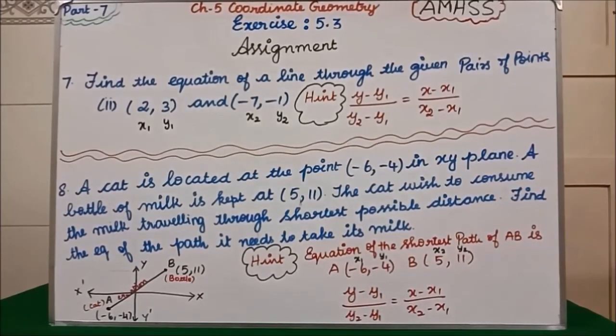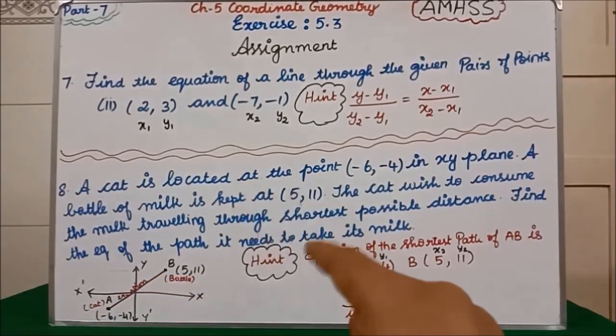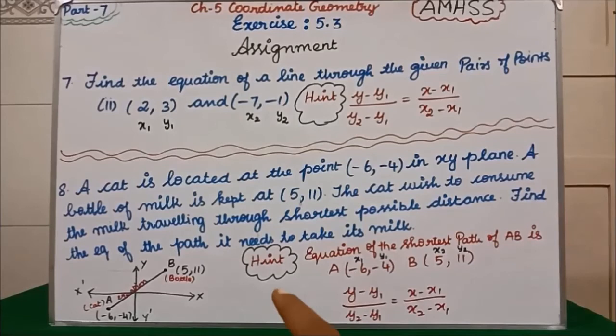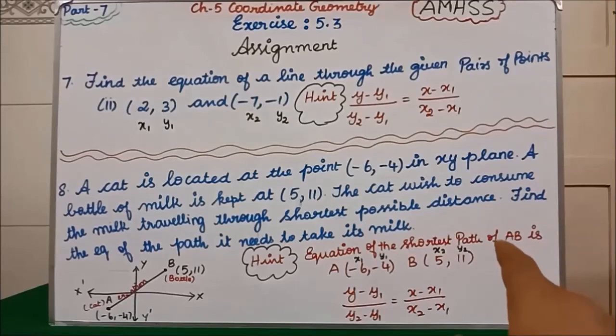What they are asking, find the EQ. I have written no. EQ means EQ. This value EQ means equation. Clear? So in between A to B, this equation we have to find. The cat and the bottle, that straight line equation we have to find in this question. Clear? We'll see the int now. Equation of the shortest path of AB is. A is what? Cat. B is what? Bottle. So that equation we have to find.